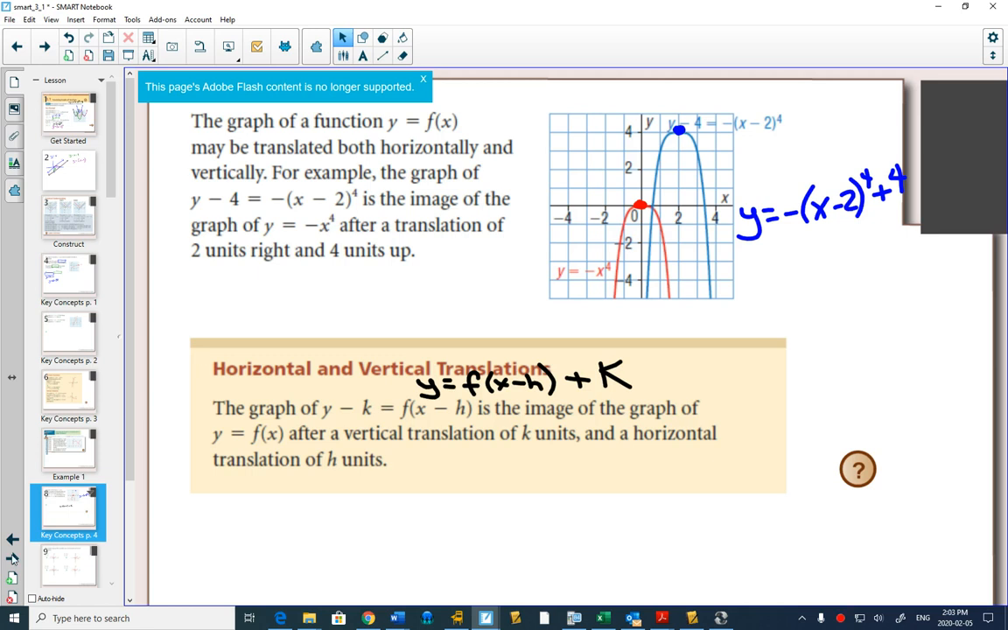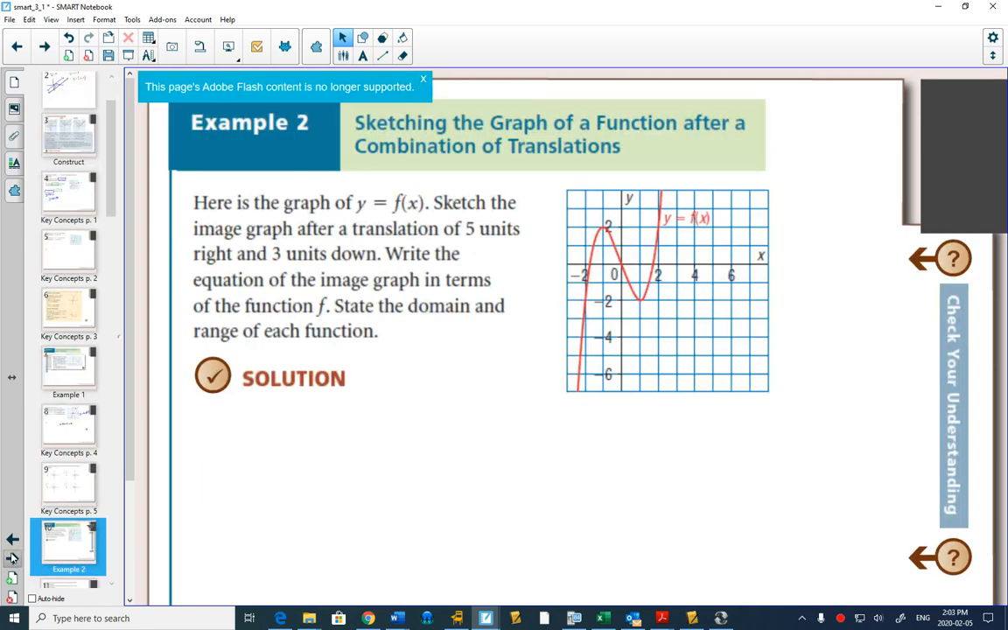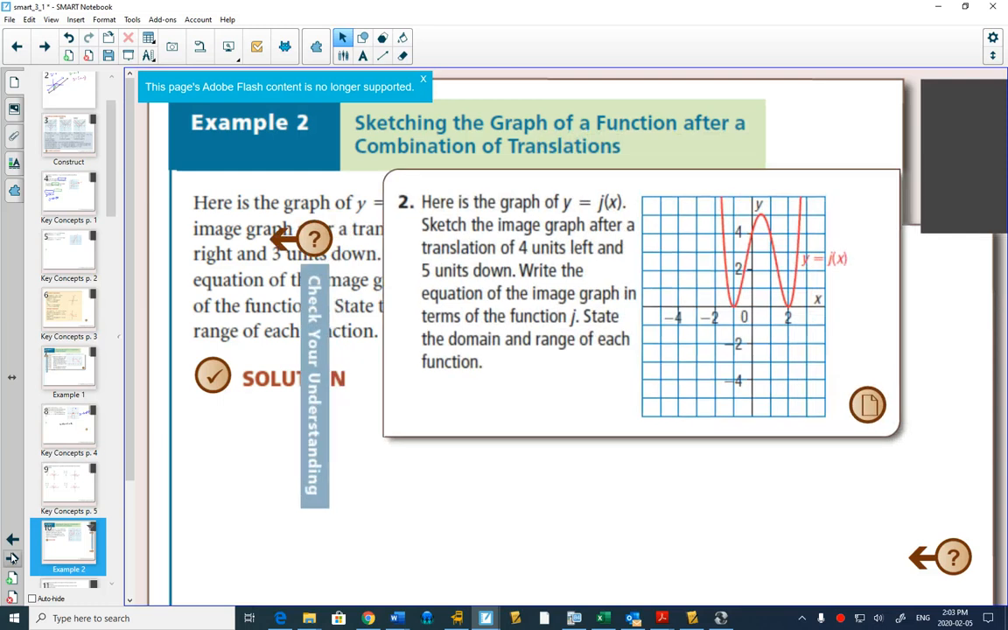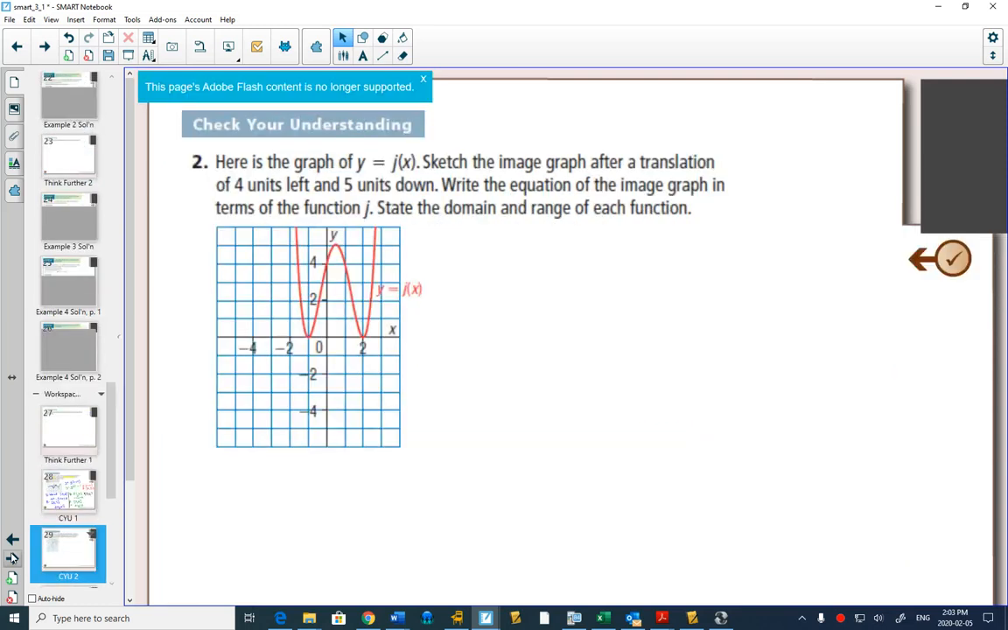So when we get to example 2 here, we have a fancy W graph, which they call J of x. They should have called it W of x, but whatever. So we've got a new graph, J of x. It says, sketch the image graph after a translation of 4 units left and 5 units down. Well, I can do that because I could take this point, and this point. Those seem to be key points on the W.